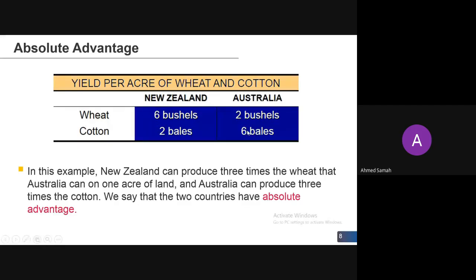The opposite is here for Australia. They can produce more cotton per acre compared to wheat. So New Zealand can produce 3 times the wheat that Australia can produce in 1 acre. As we can see, New Zealand got 6 bushels, while Australia got 2 bushels. And Australia can produce 3 times the cotton. So Australia can produce more cotton compared to New Zealand. So in this case, they have absolute advantage on 2 different products. So that means New Zealand has absolute advantage in wheat and Australia has absolute advantage in producing cotton.